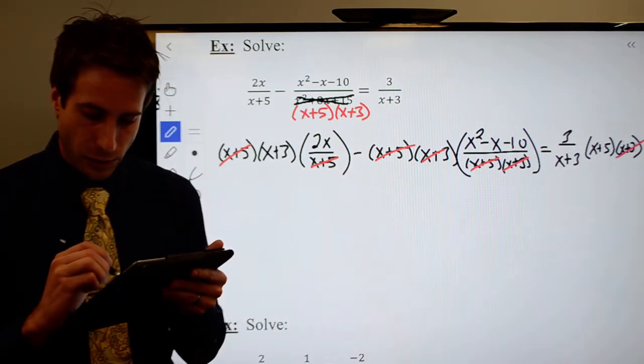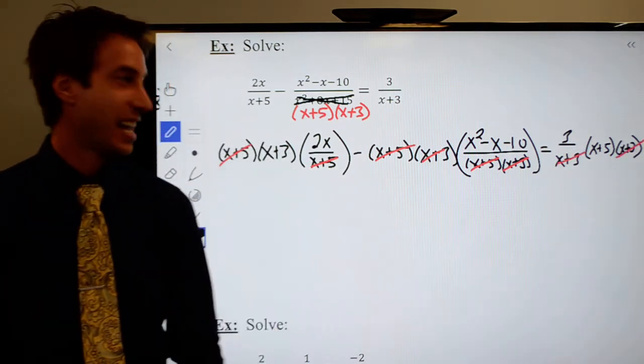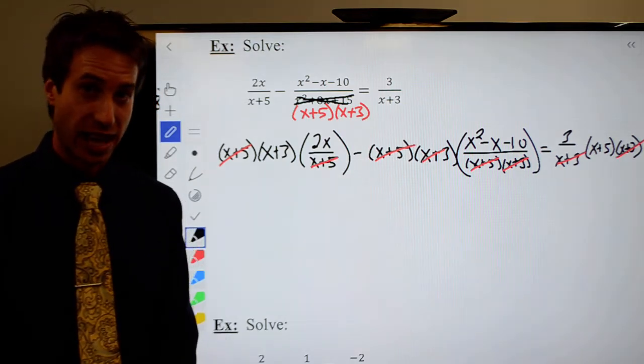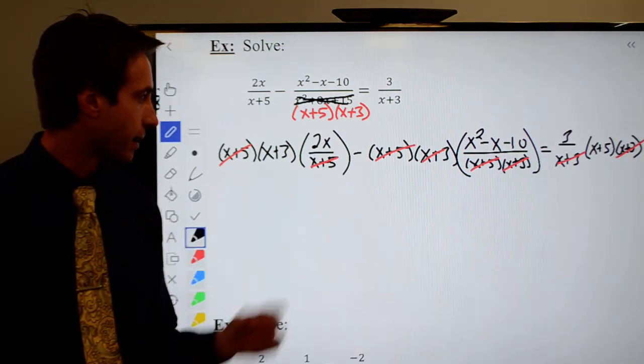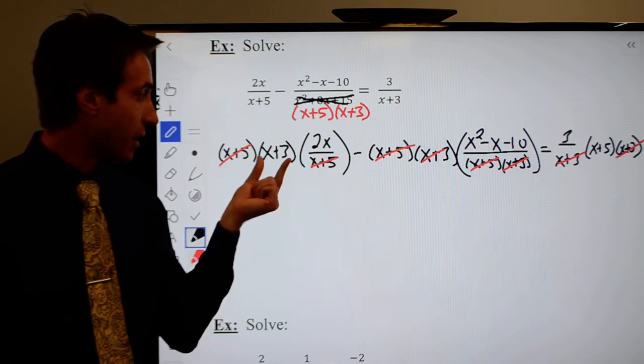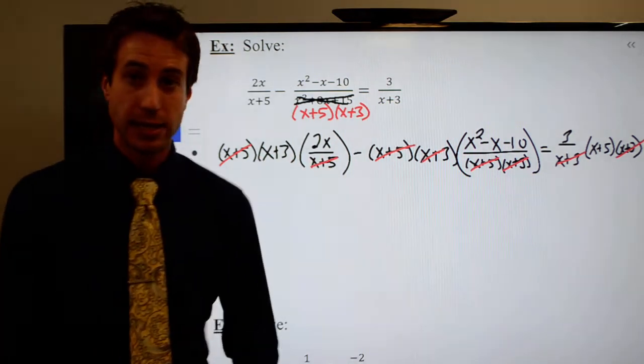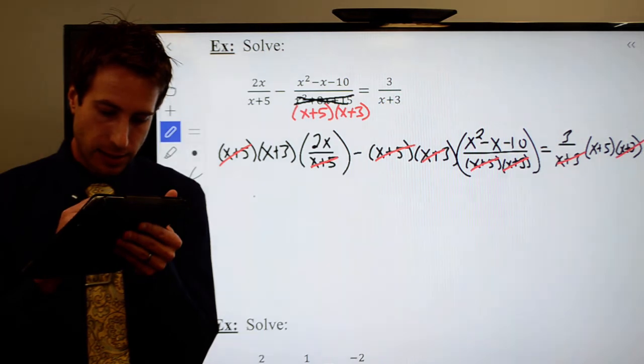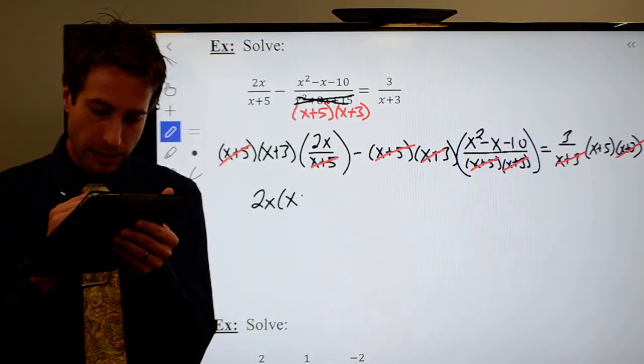Anyway, the x plus 3 cancels with the x plus 3. Here's what's left. Beautiful problem. I love this thing. The x plus 5s are gone, so I'm left with the quantity x plus 3 times 2x. So I'll have 2x times x plus 3.